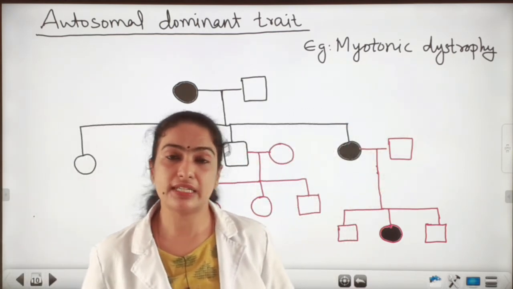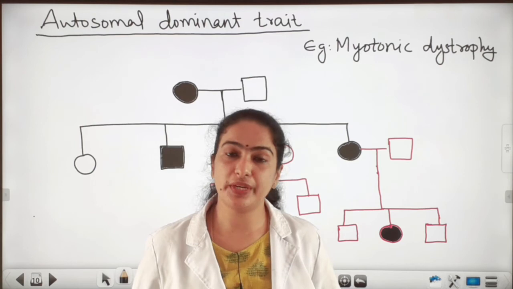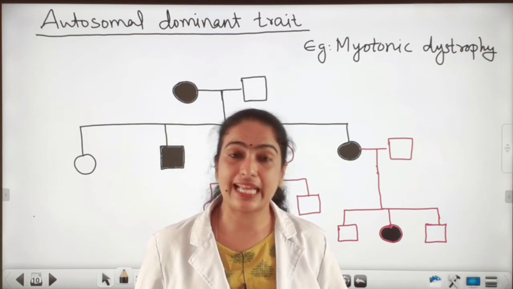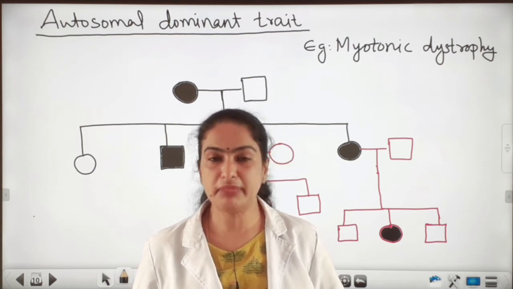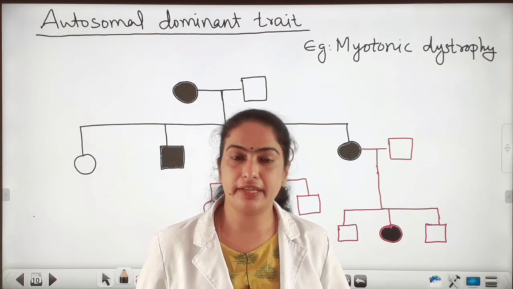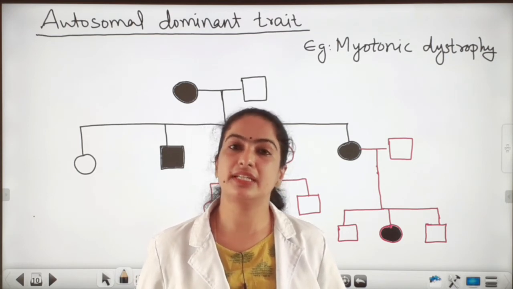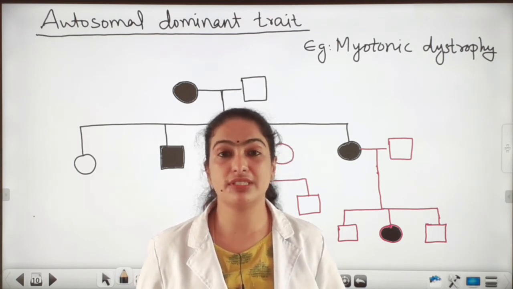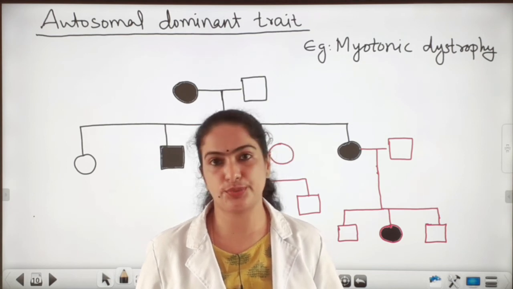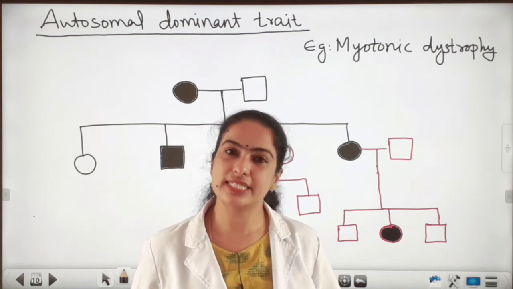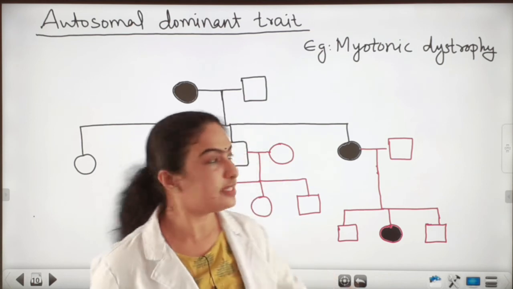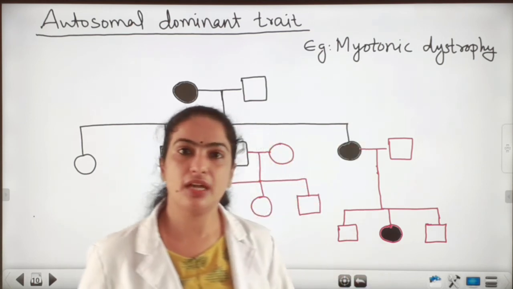Myotonic dystrophy is a condition in which there is weak skeletal muscle. That means due to the deficiency or any defect in the muscular protein that causes the death of the muscle cells or tissue. That means weak skeletal muscles. That is, the condition is called myotonic dystrophy.